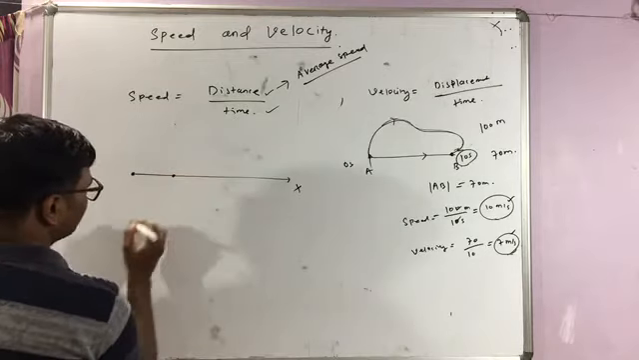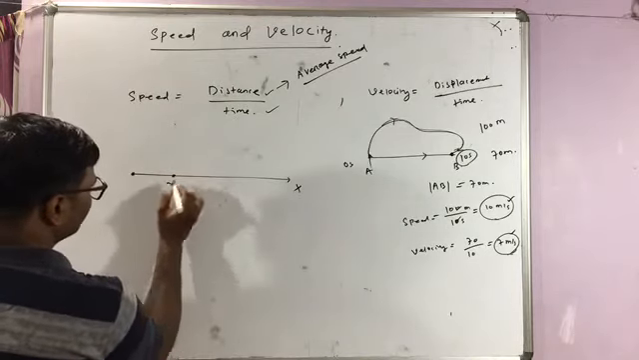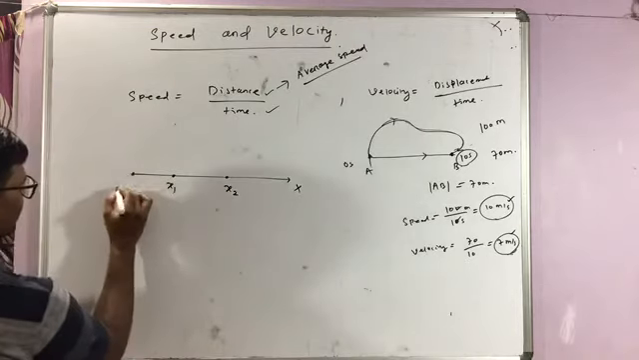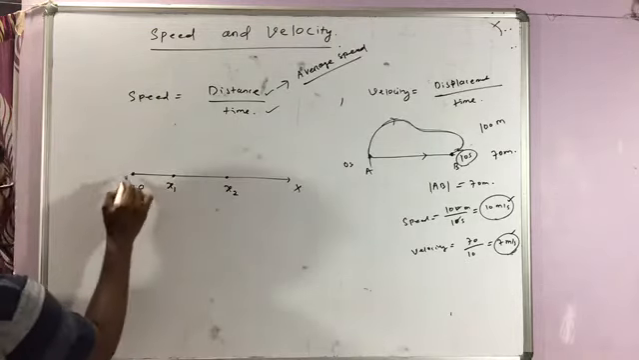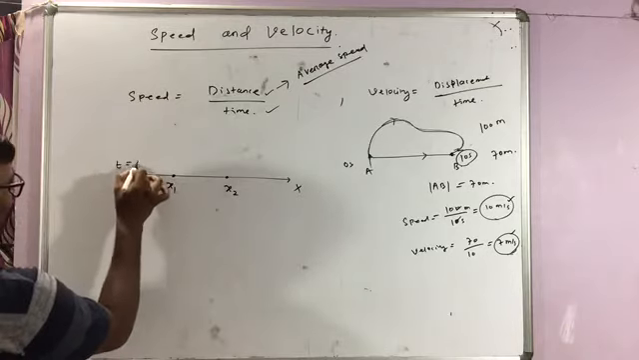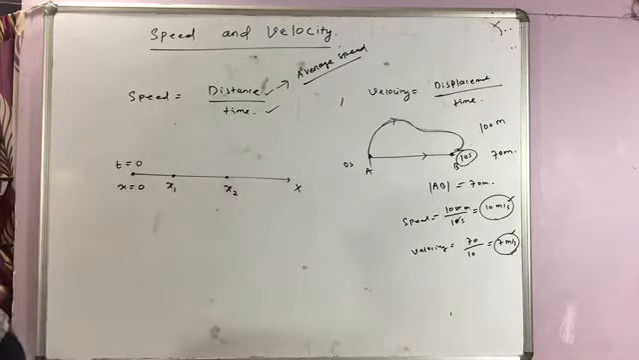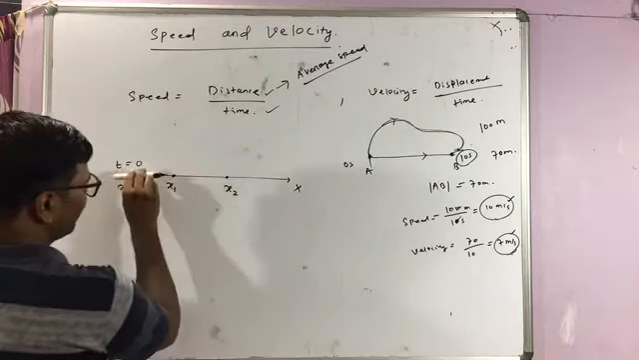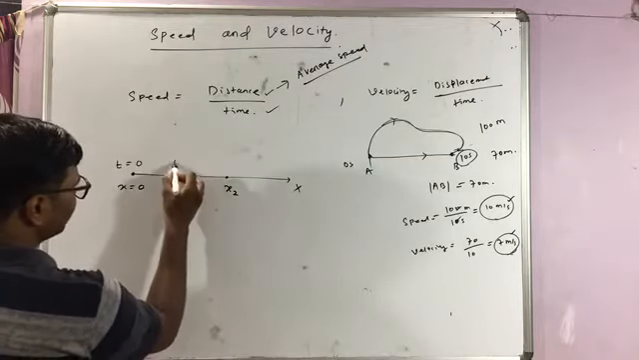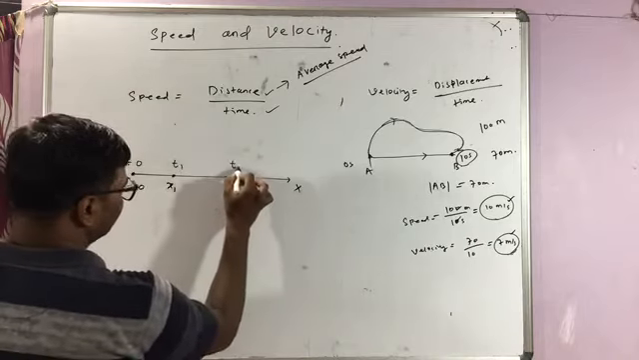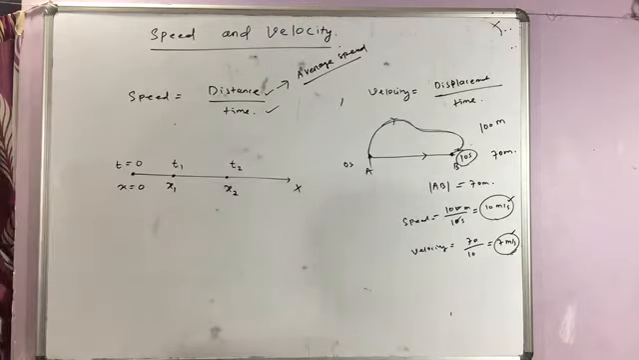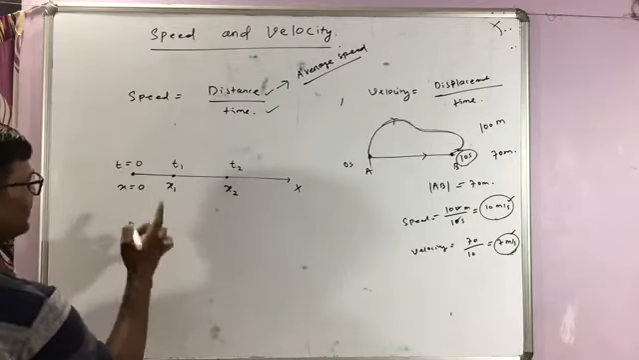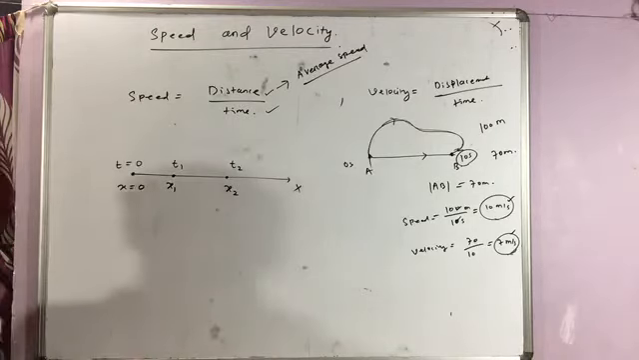Suppose here the position is x1, and at this point the position is x2, and here the value of x is 0 as it is the origin, and let's say the time starts from there, it is 0 there. Whereas as you are moving along the road, means along x-axis, at this point let's say the time is t1 and the time coordinate here it is t2. Then your average speed is what? Average speed is total distance by total time.